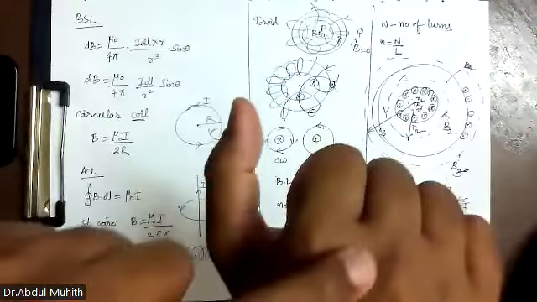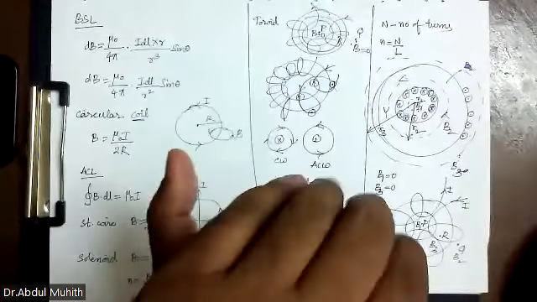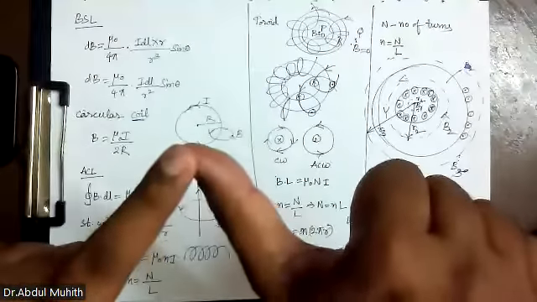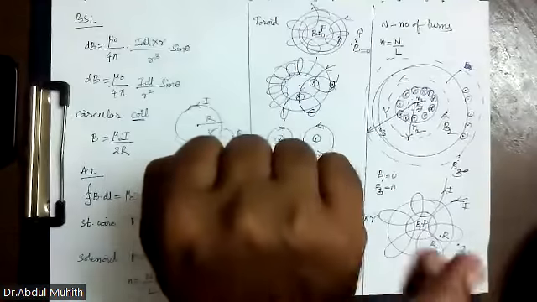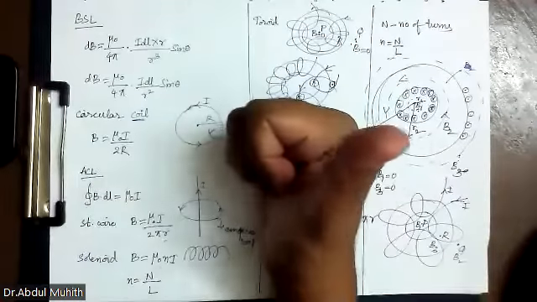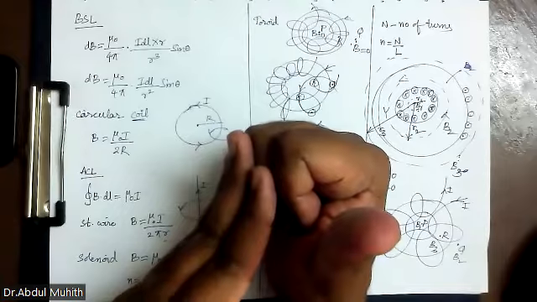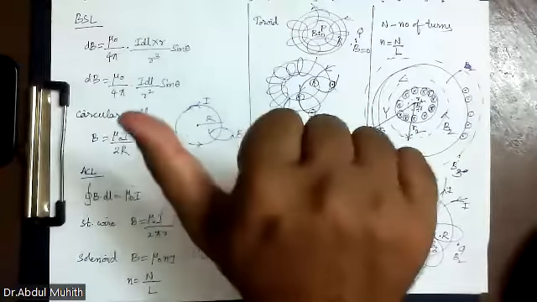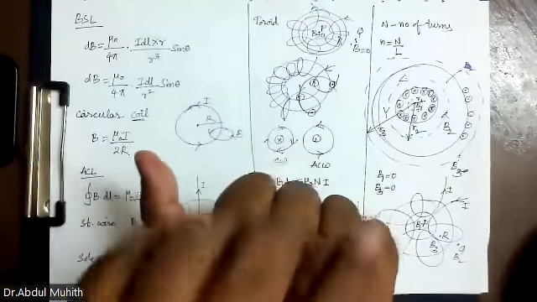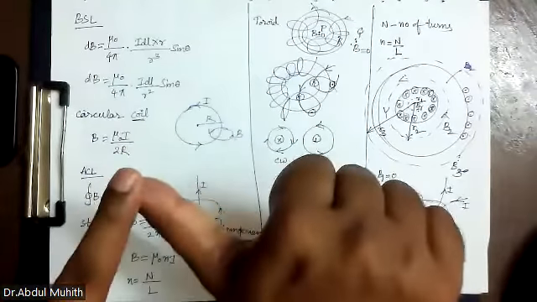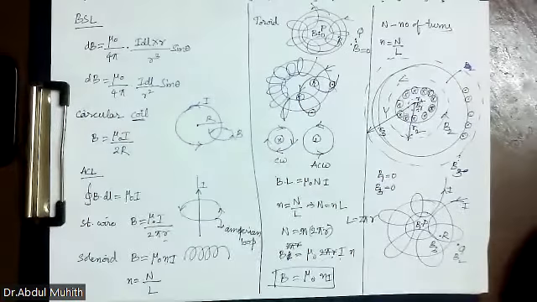Now, if the curled fingers carry the current, then the thumb will tell the north pole, and this will be the south pole. Once again, if the thumb indicates the direction of the current, the curled fingers show the direction of the magnetic field. And one more thing, if the curled fingers show the direction of the current, the thumb will tell the north pole and this will tell the south pole. Is that clear?